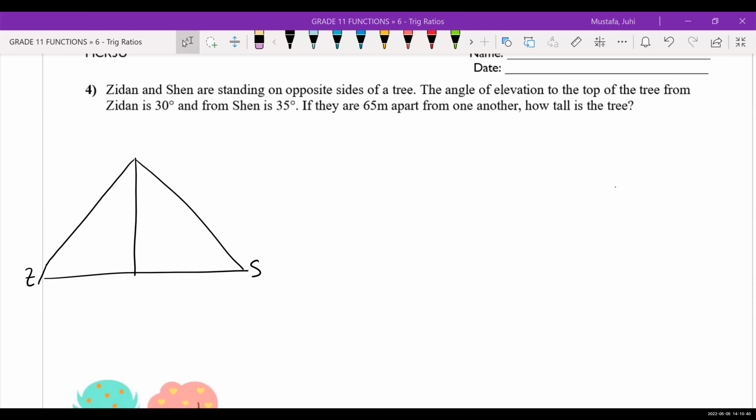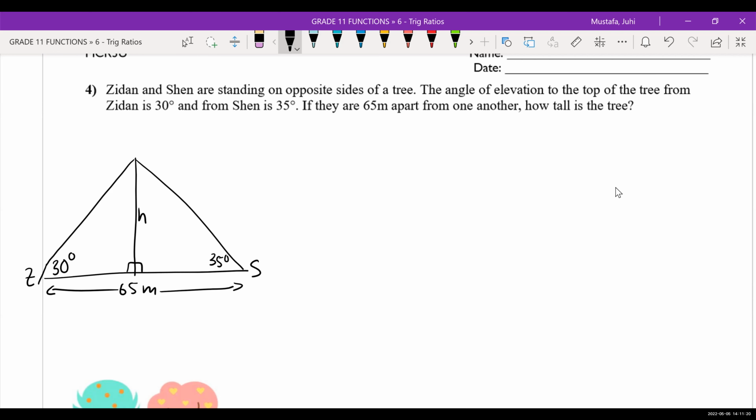All right, so it says Zidane and Shen are standing on opposite sides of a tree. The tree is vertical. I have Z, Zidane on the left, and Shen, S on the right. The angle of elevation to the top of the tree from Zidane is 30 degrees. So this right here is 30 degrees. And then from Shen, it's 35 degrees. Angle of elevation is always really easy because the horizontal is usually drawn for you, and it's pretty straightforward. If they are 65 meters apart, so these guys are 65 meters apart like this, how tall is the tree? And I'm just going to call H the height of the tree.